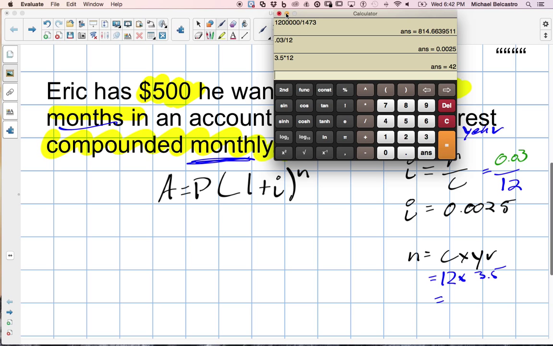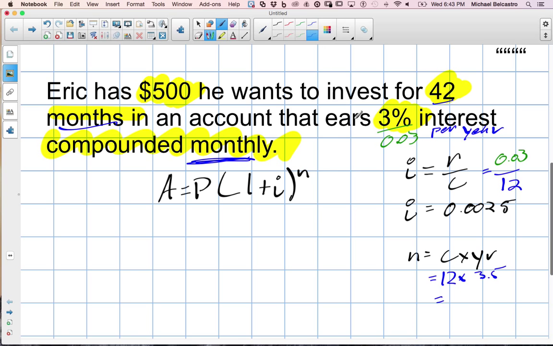That's right. I didn't even need to say that. I'll tell you why that happened. 42, which is the exact months, is how many compound periods are occurring. Because they said it was monthly compounding, we could have just taken this directly. Normally you would say 3.5 years, and because it happens monthly, you multiply 3.5 times those 12 months, and you get your 42 months. They already told us that, which is nice. So n is 42.